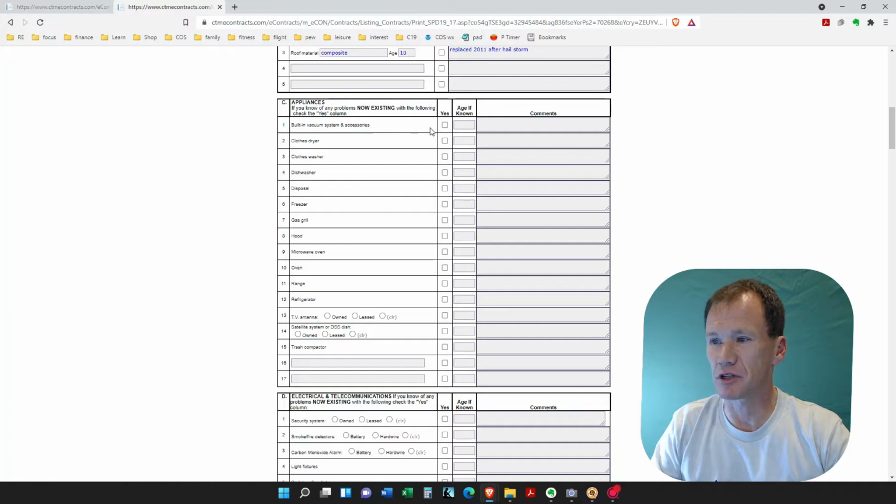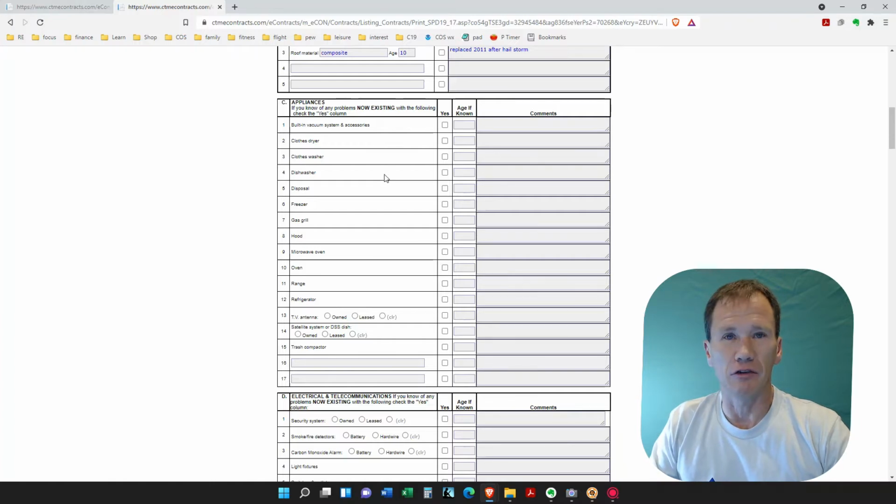So built-in vacuum accessories doesn't apply. Age, if known. If you know, fill it out. It's in years. If you don't know, leave it. Clothes dryer, clothes washer, probably not included on most home sales, but if you did happen to include it on yours, then fill that out. The dishwasher, let's say problems now existing. So if 6 months ago there was a leak in the dishwasher and it leaked all over the floor and you had the appliance repair guy come out and he fixed the leak, we don't check this box. Age if known, I replaced that 5 years ago. Disposal, I don't know, it was here when I bought the house. Freezer doesn't apply, gas grill doesn't apply. The microwave oven, I replaced that 5 years ago.